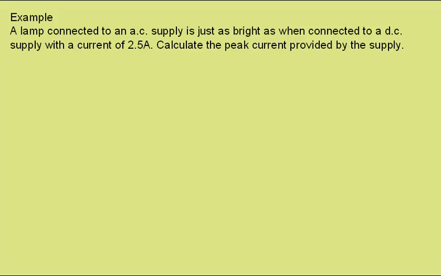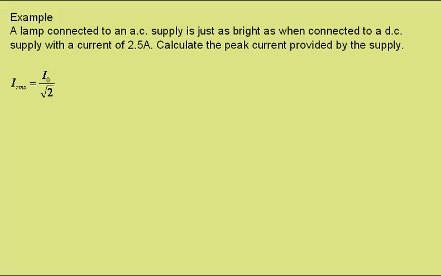Let's go through this example. A lamp connected to an AC supply is just as bright as when connected to a DC supply with a current of 2.5 amps. Calculate the peak current provided by the supply.